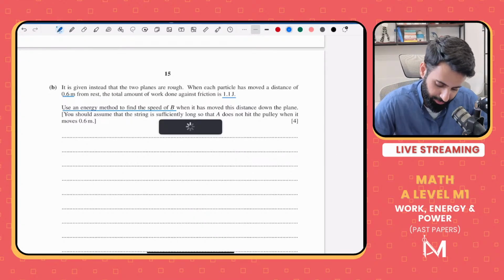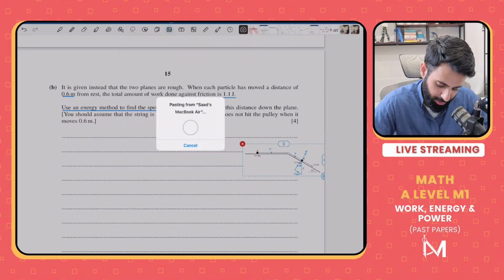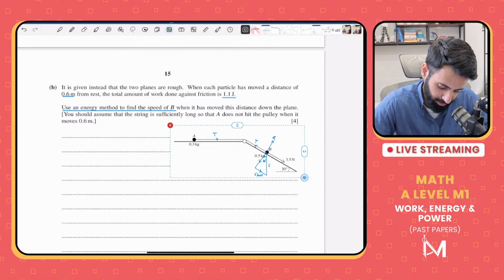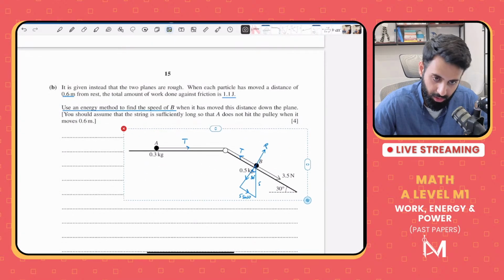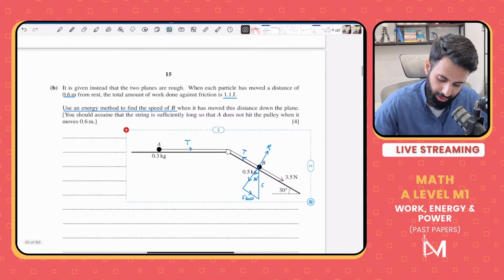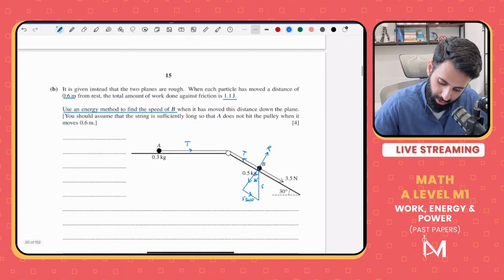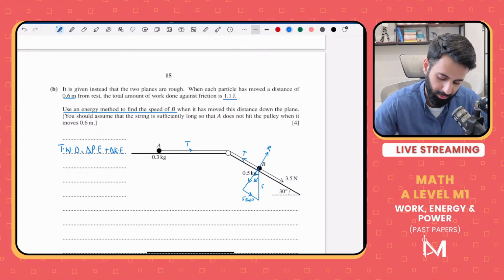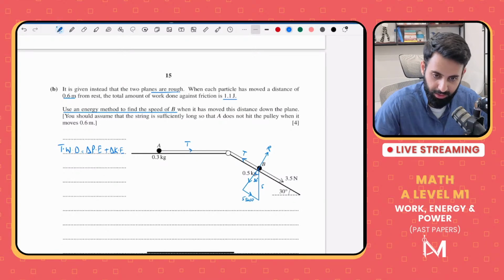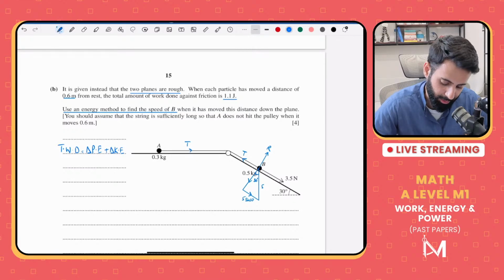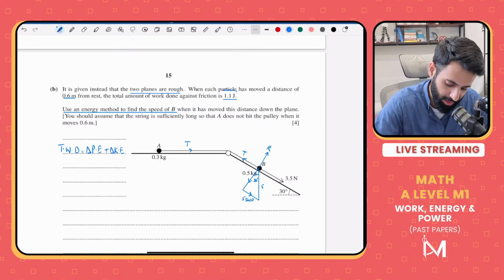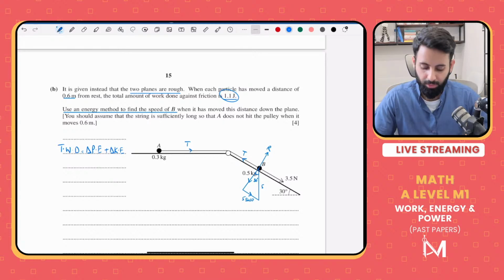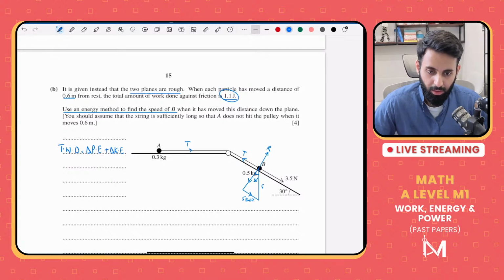A good idea would be to use this rough sketch that I've drawn above. I've just taken a screenshot to make things easy. Now, this is what energy method means: total work done is equal to the change in potential energy plus the change in kinetic energy. Now the two planes are rough. Keep that in mind. That means we have to consider friction. And the good news is that we're already given the work done against friction. That's 1.1 joules.